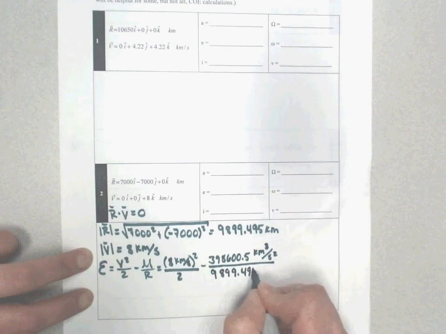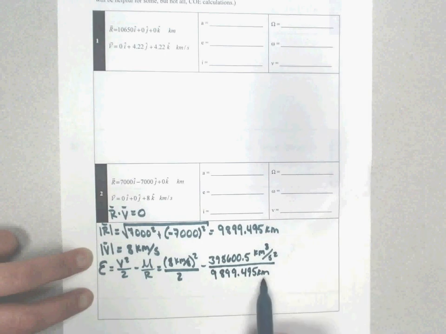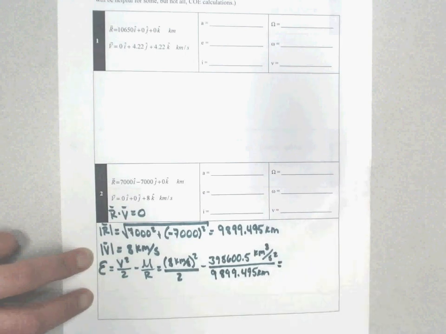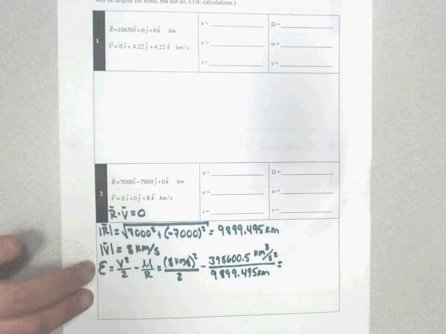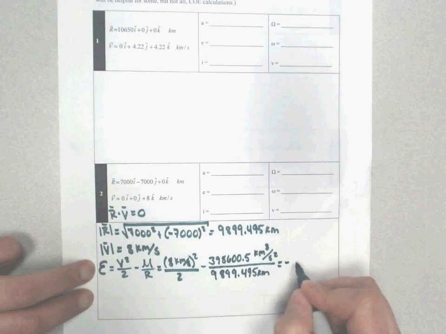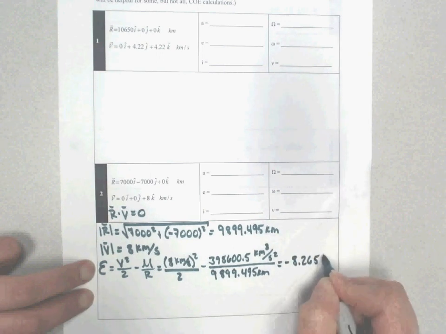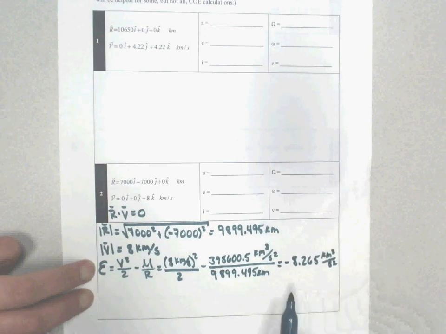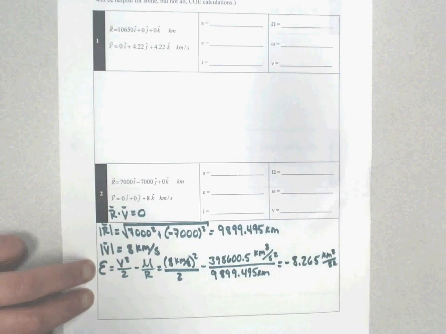9899.495 kilometers. These kilometers will take care of the cube, so we're left with kilometers squared per second squared. Our answer will be in kilometers squared per second squared, which is accurate for specific mechanical energy. And we end up with energy of negative 8.265 kilometers squared per second squared. We expect a negative energy for a circular or an elliptical orbit.